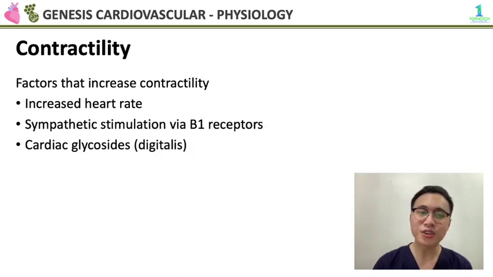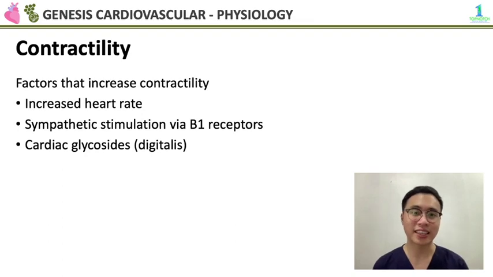So what are the factors that can increase contractility? So number one, interesting to note that an increase in heart rate can actually cause an increase in the cardiac contractility. Okay, number two, sympathetic stimulation of the beta 1 receptors. Number 3, cardiac glycosides, basically example digoxin. Okay, all of these mechanisms would all boil down to calcium. Okay, as mentioned, contractility is related to the level of intracellular calcium.